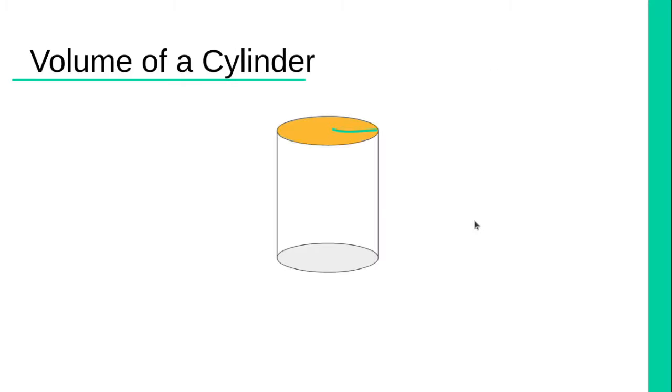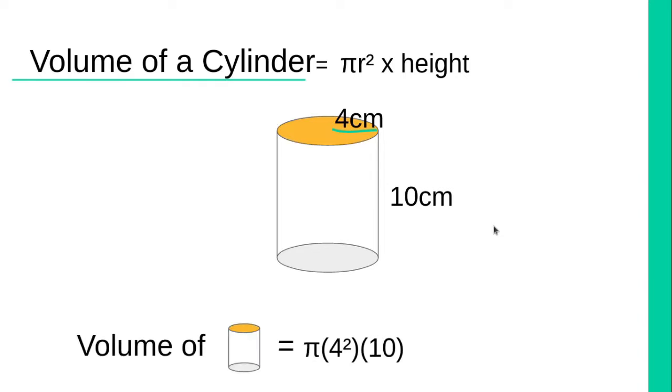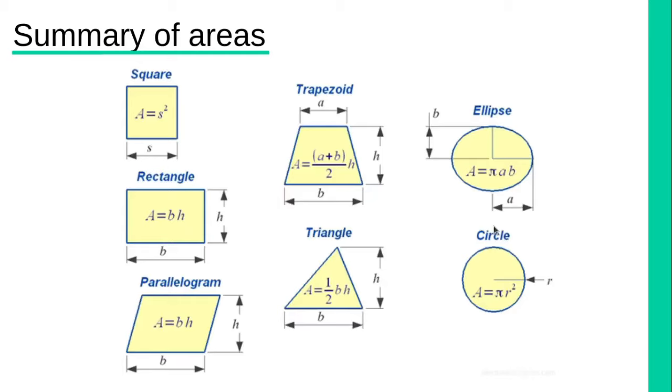Similarly, we can calculate the volume of a cylinder by calculating first the area of the section. The volume of a cylinder of radius r and height h will be pi times the square of the radius times the height. So for example, if the height is 10 centimeters and the radius of the circle is 4, then the volume of the cylinder will be pi times 4 squared times 10, and this gives us 502.65 cubic centimeters. Here we have a summary of the areas we have worked with in this video.